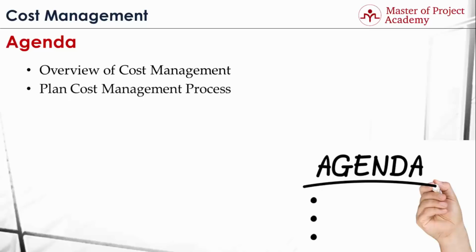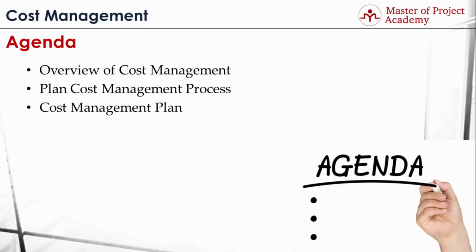First process of cost management knowledge area is plan cost management process. In this process, how to determine budget, estimate costs, and manage the expenses throughout the project are planned. We will go over the plan cost management process in detail.